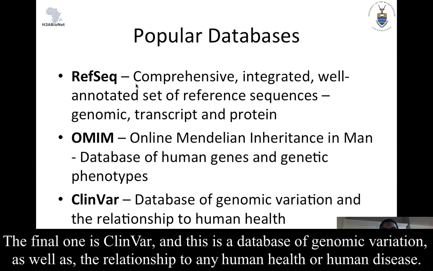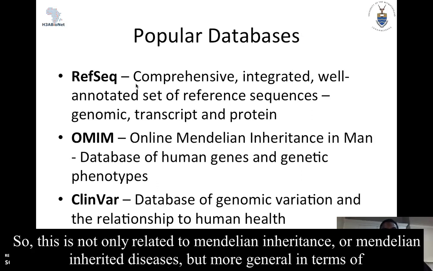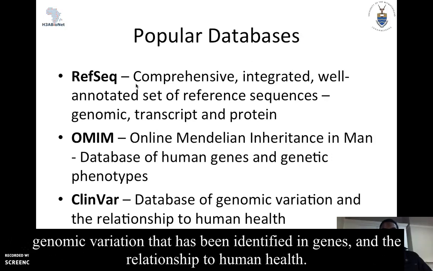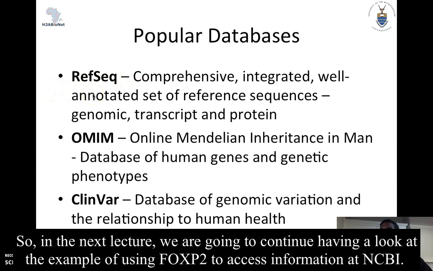And then the final one is ClinVar, and this is a database of genomic variation as well as the relationship to any human health or human disease. So this is not only related to Mendelian inherited diseases, but more general in terms of genomic variation that has been identified in genes and the relationship to human health. So in the next lecture, we're going to continue having a look at the example of using FOXP2 to access information at NCBI.